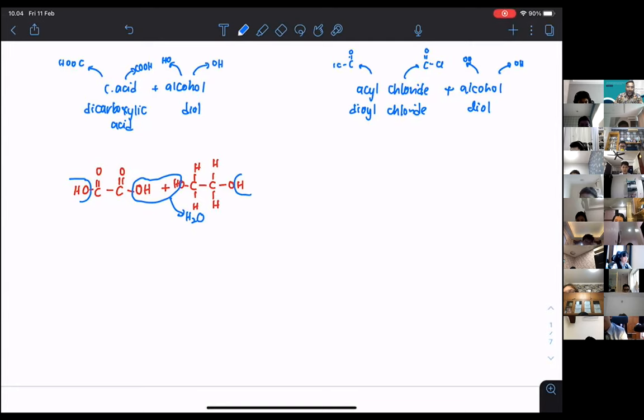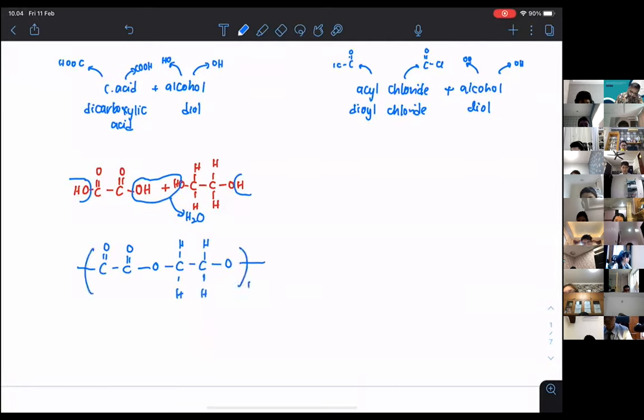So the polymer that you will have is going to be like this: C double bond O, C double bond O, and then you have O, and then you have CH, H, CH, H, O, like this, and this is one repeating unit. So this is what we call polyester, because they have an ester bond. Where is the ester bond? This is the ester bond.